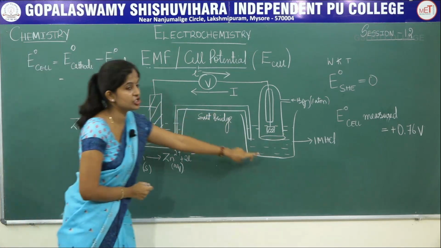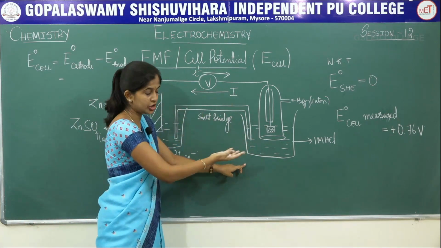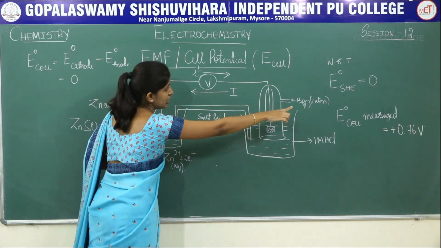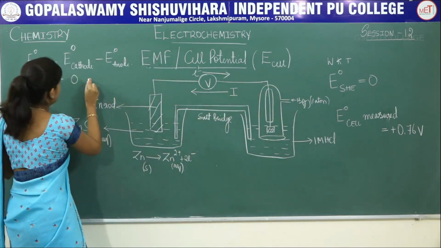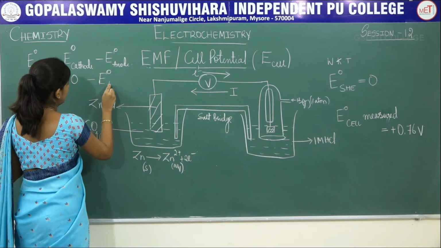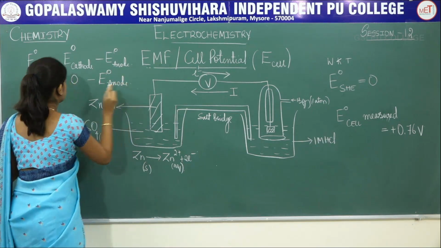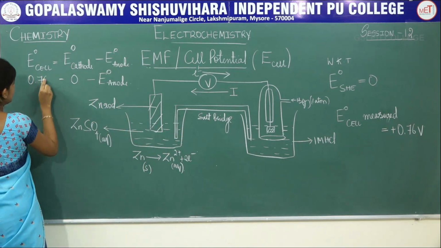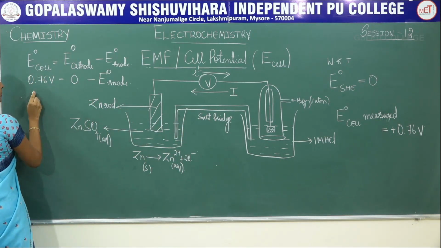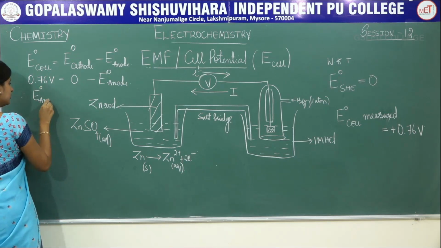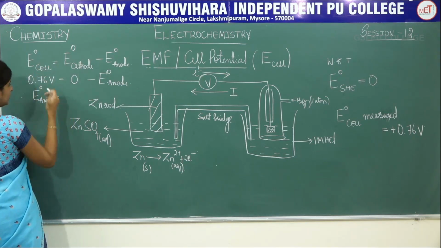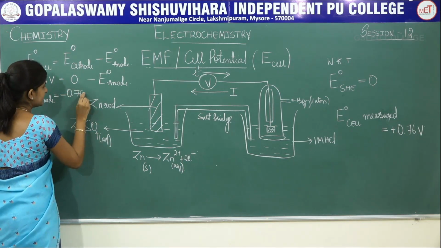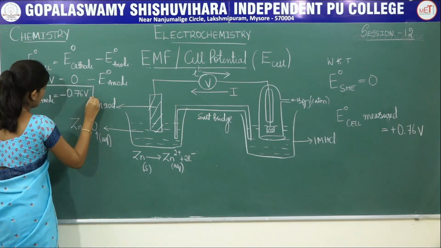Which is the cathode? Cathode is SHE, because it is on the right hand side, it is undergoing reduction. So as a result, E naught of cathode is 0, because we know that E naught of SHE is your cathode, it is 0, minus E naught of anode, that is E cell. What is E cell? E cell is measured, it is 0.76 volts. Therefore, E naught of anode, if I cross multiply your minus, it becomes minus 0.76 volt. This is your E naught of anode.